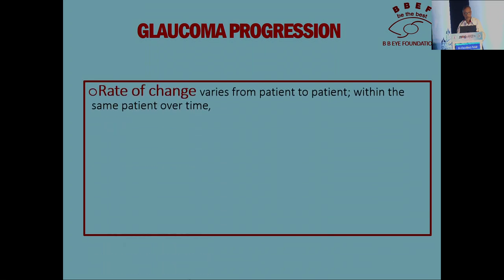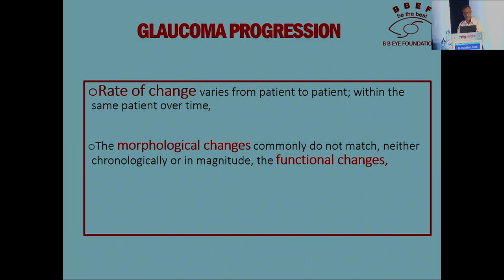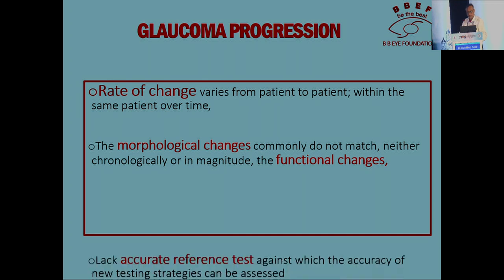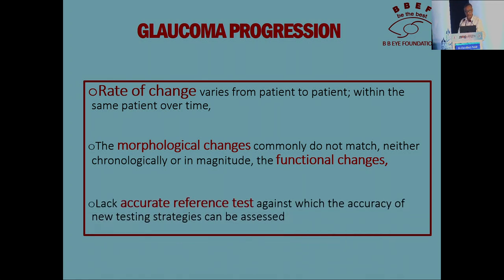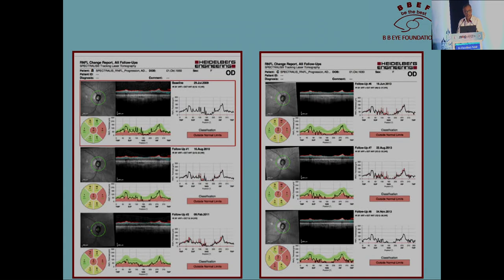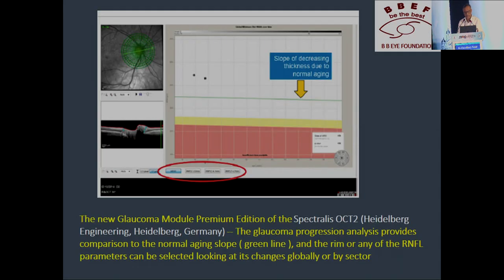In glaucoma progression, the rate of change varies from patient to patient. The morphological changes commonly do not match, neither chronologically nor in magnitude, the functional changes. And there is a lack of accurate reference tests against which the accuracy of new testing strategies can be assessed. And this is an overview of a patient from 2009 to 2013. Slowly there's a change, the red flag is increasing.